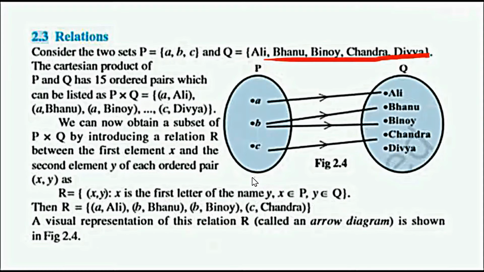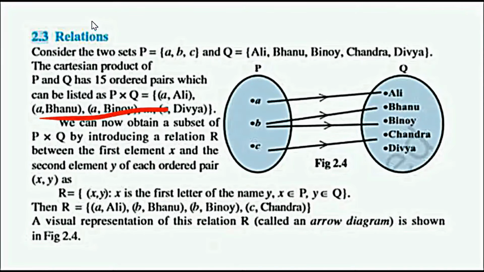They are also shown in this visual representation. This is P and this is Q. So the Cartesian product of P and Q is what? How many members are you going to get? In P you have 3, in Q you have 5. So how many are you going to get? 5 into 3, that is 15 members. So the Cartesian product will have 15 members.